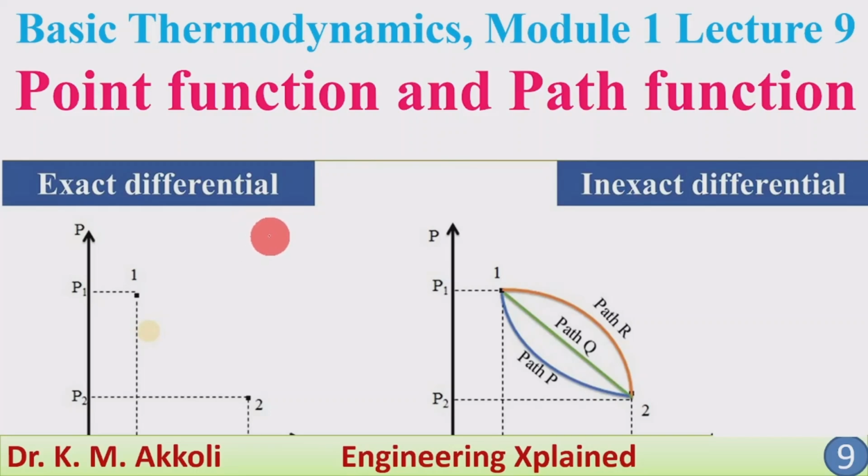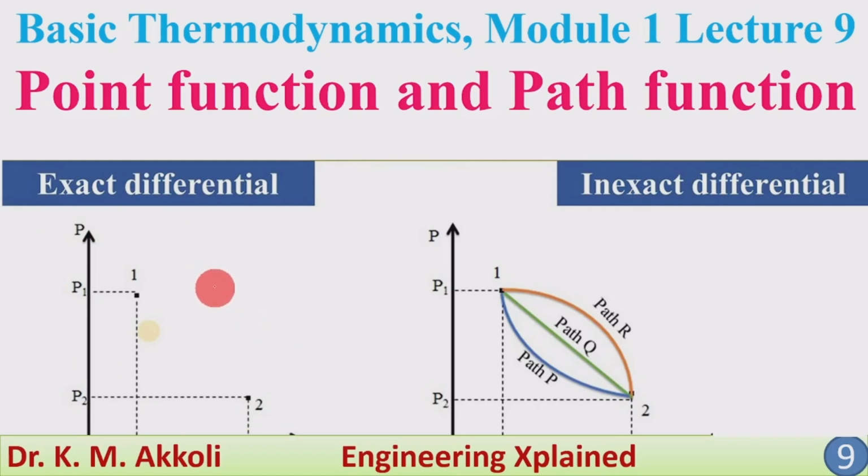In this session, I am going to take Basic Thermodynamics Module 1, Lecture 9, that is point function and path function. When point function and path function are to be known is when there is a change of state during any energy interaction or energy transfer between the system and the surroundings. And there we are going to take the initial and final states, and those points we are going to represent on the state diagram by points, and those are called state points.